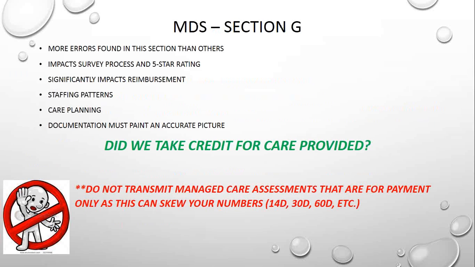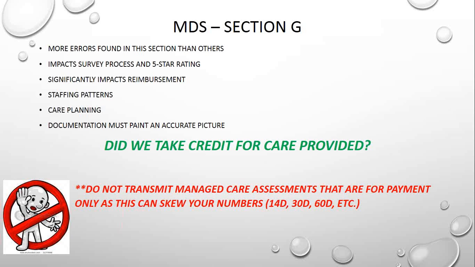So MDS Section G is where we're capturing all of these things, and all studies show that there are more errors found in this section than any other sections of the MDS. It can impact your survey process and your 5-star rating, significantly impacting your reimbursement, can have some sort of correlation to staffing patterns, care planning, and your documentation has got to paint an accurate picture. You always want to be asking yourself, did we take credit for the care that was provided?